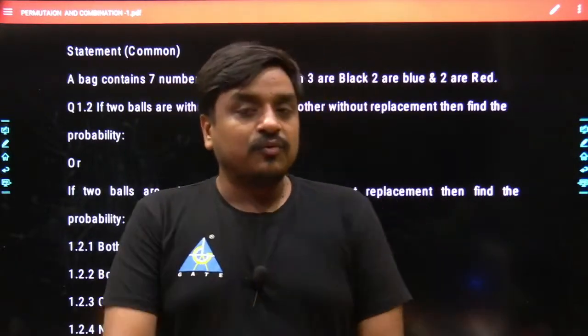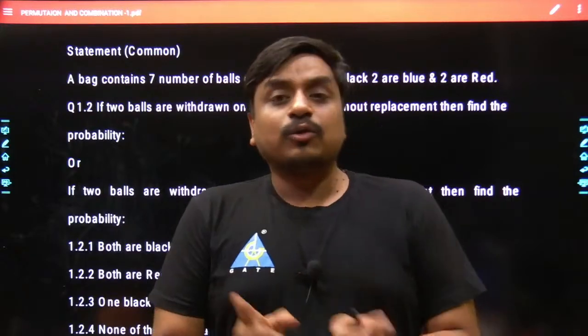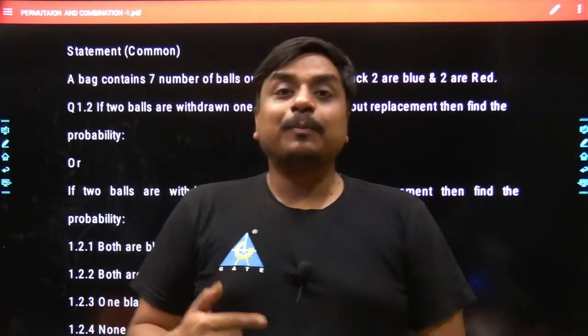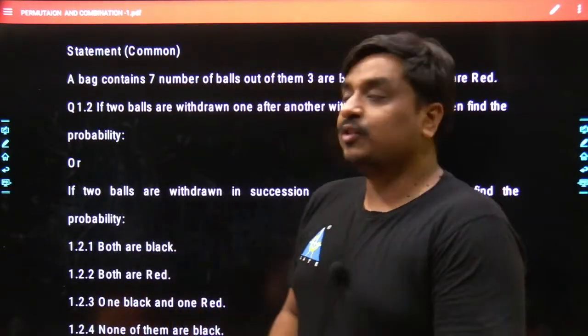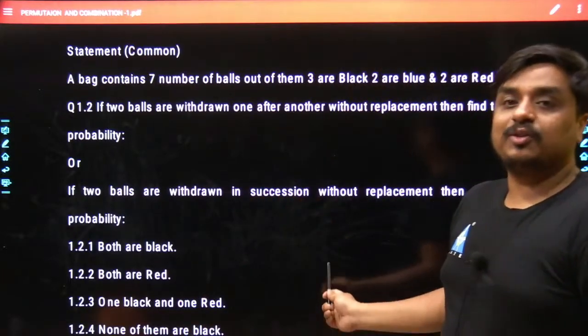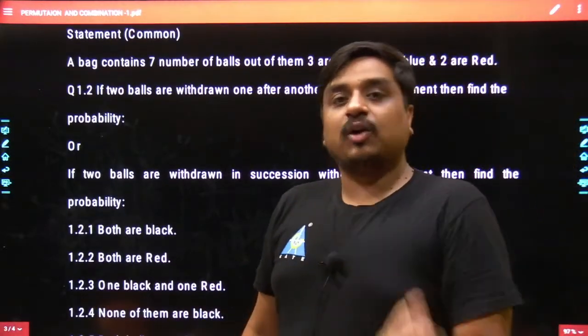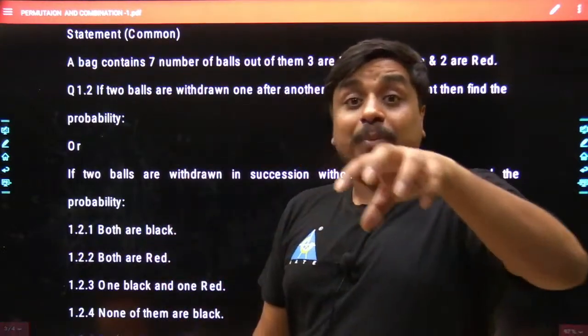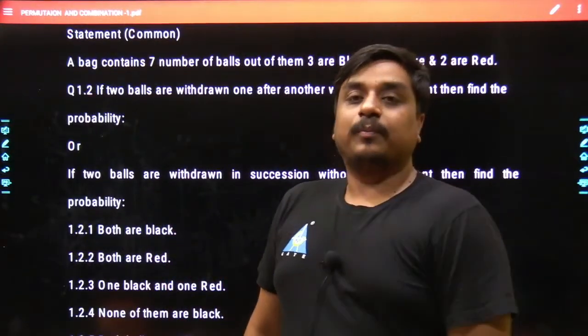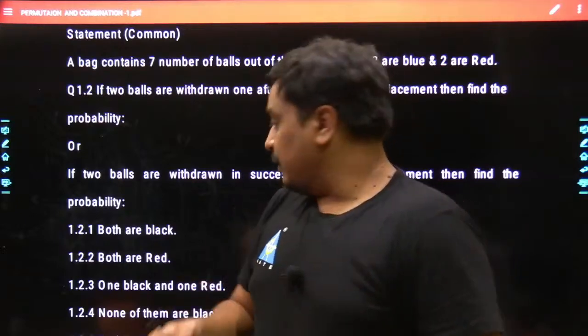Even in succession, or one after another, can also be bifurcated into 2 parts, with replacement and without replacement. And this problem is the one without replacement. That means whatever ball has been picked out, you have to throw it out, you don't have to bring it back, and again you have to pull one ball out. So may I know what the methodology is?